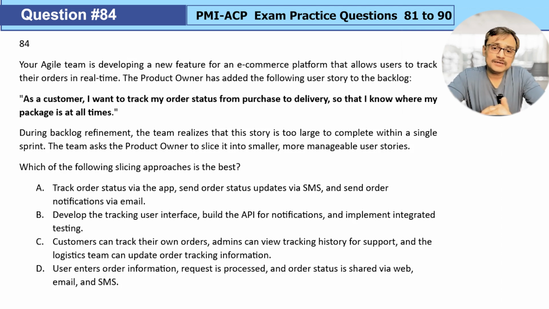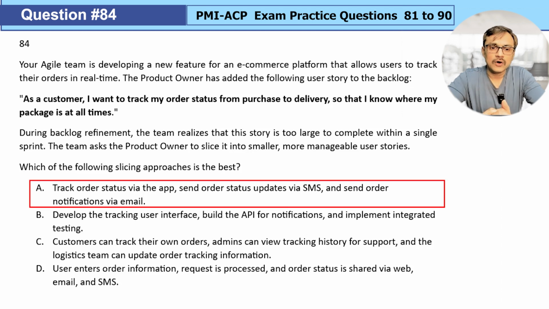During backlog refinement, the team realizes that this story is too large to complete within a single sprint. Oh, it requires splitting then. The team asks the product owner to slice it into smaller, more manageable user stories. Which of the following slicing approaches is the best? Okay, so we have a big story and we want to create small stories out of it, and we need to find out which one gives the better small stories.